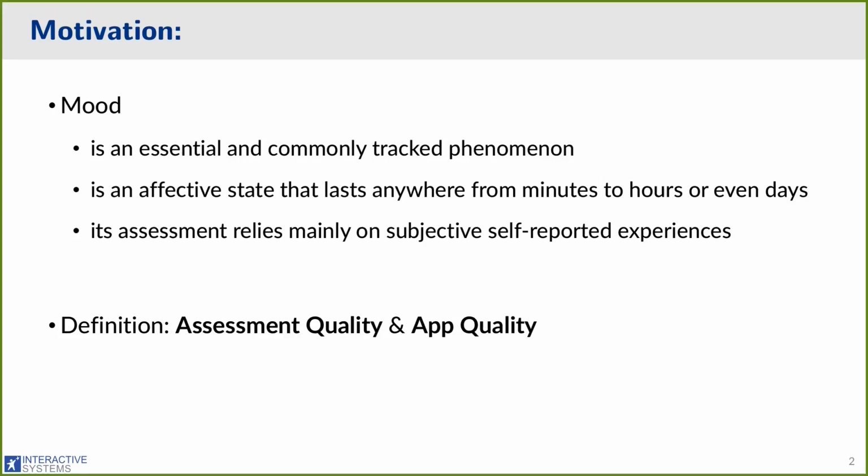Every mood measurement using a smartphone needs to consider both, but balancing the two is often a challenge. The assessment quality refers to the mood measure's validity, reliability, and relevance. The app quality, on the other hand, is more about the user experience of the application, which directly may impact user compliance.